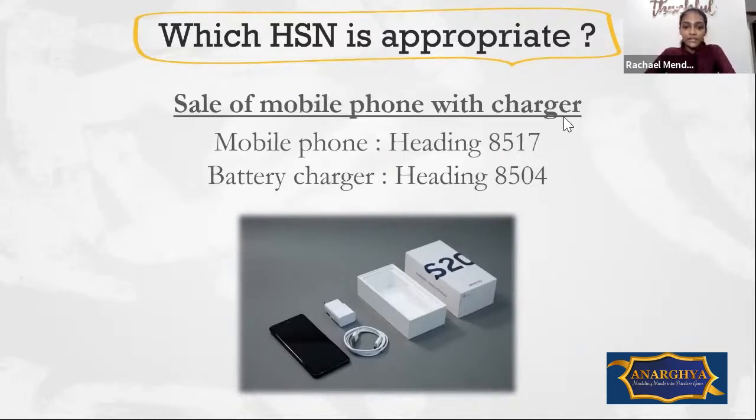Okay, there's an answer saying mobile phone. Yeah, normally we would apply the concept of composite supply and treat the mobile phone as the principal supply. Therefore, consider the charger under the heading of the mobile phone.